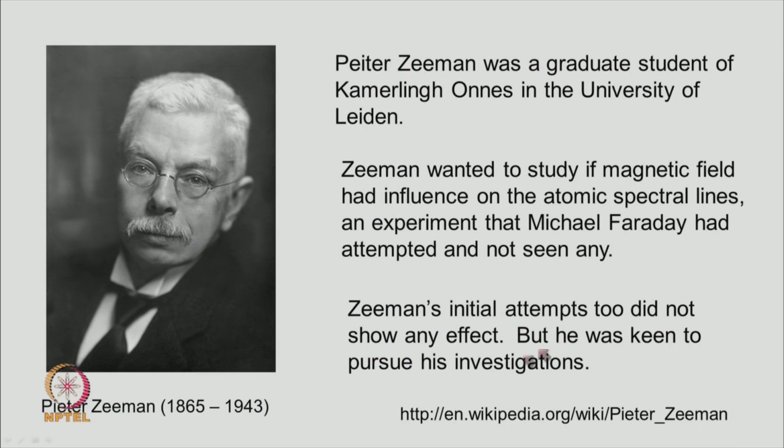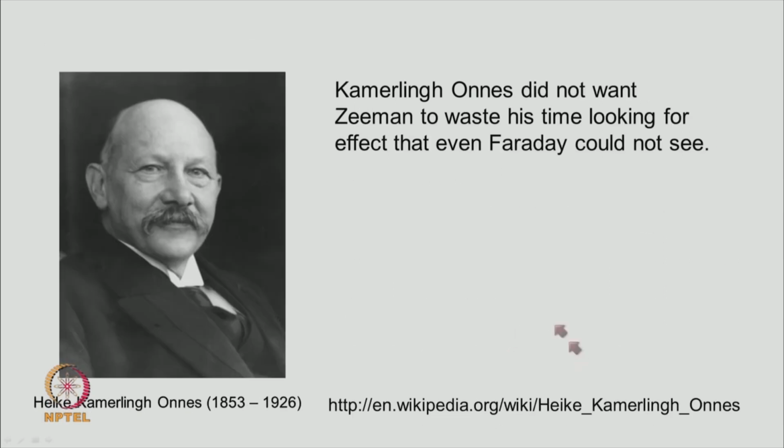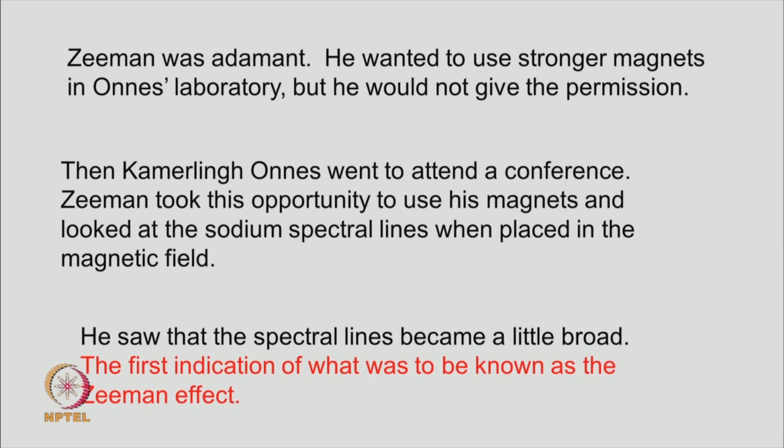As a matter of fact, Michael Faraday did try to investigate this, but he could not see any effect, and Zeeman's initial attempts also did not show any effect, but he was very keen to pursue his investigations. But his professor Kamerlingh Onnes did not want Zeeman to waste his time looking for an effect that even Faraday could not see. So, he was discouraging him, but Zeeman was adamant. He wanted to use stronger magnets, magnets which were lying in Onnes' laboratory, but Onnes would not give him permission.